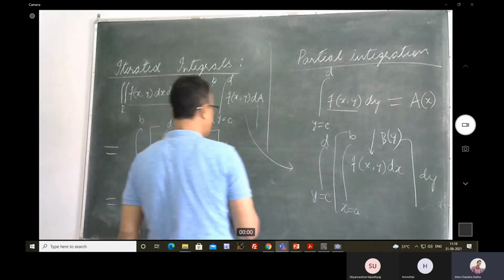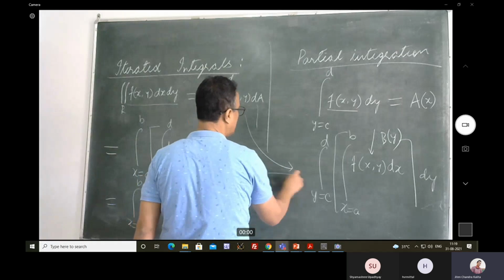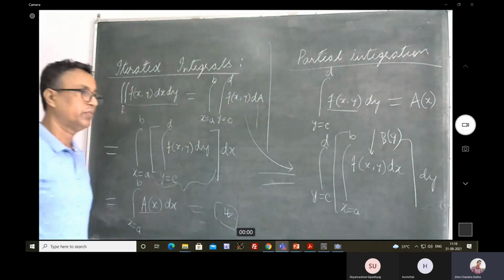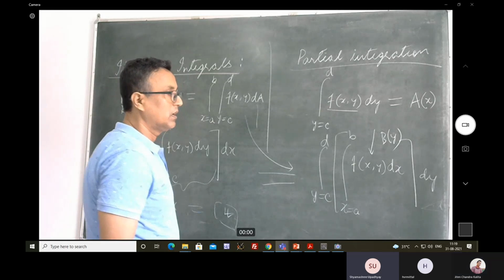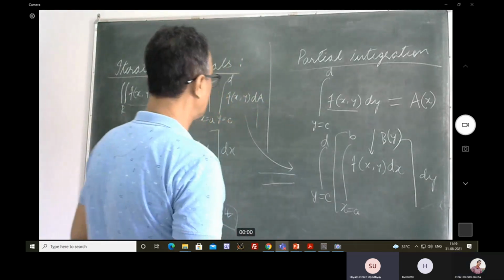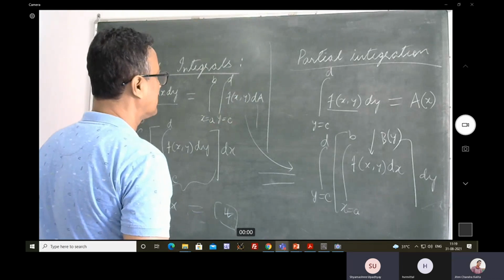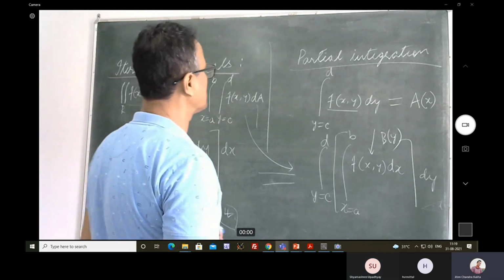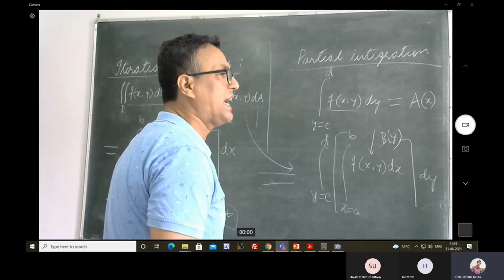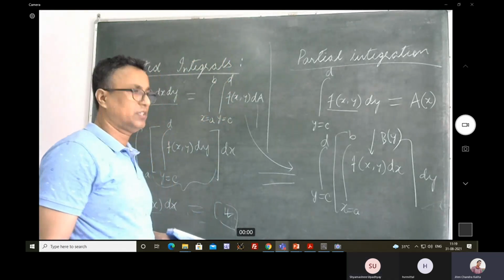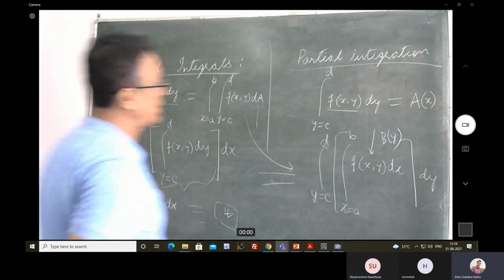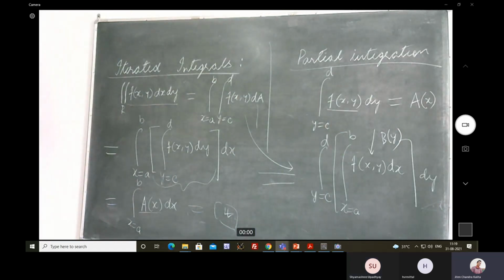According to Fubini's theorem, these two are equal. Sir, are there any conditions on f of xy for them to be equal? See, here f has to be continuous. That's it. F has to be continuous. So what I'll do, I'll just quickly show you the slides, and after that I'll move back to this.